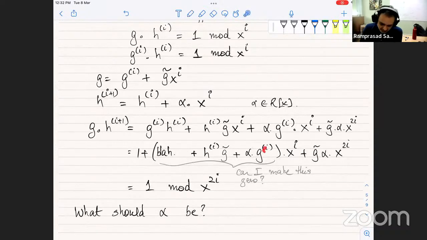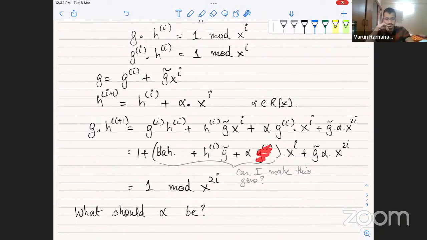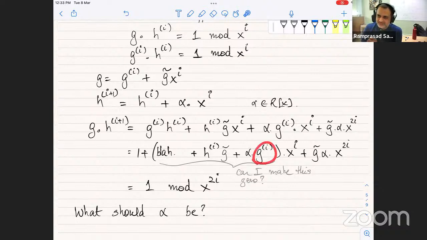Okay. So let's imagine, suppose this GI was not there. Then what would you choose your alpha to be? You will simply set it to minus blah, whatever, minus HI G tilde. Okay. The problem is this GI is there. Now, if only you could divide by GI. If you could somehow divide by GI, then you will multiply this with GI inverse times minus blah minus HI, whatever. So now can someone tell me what should I choose alpha to be here?